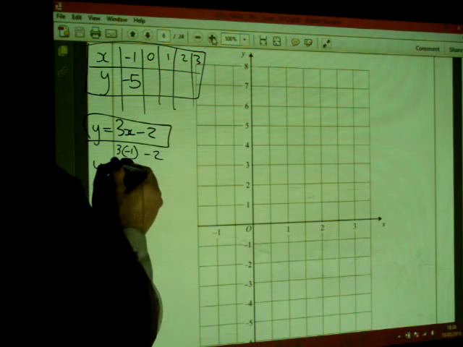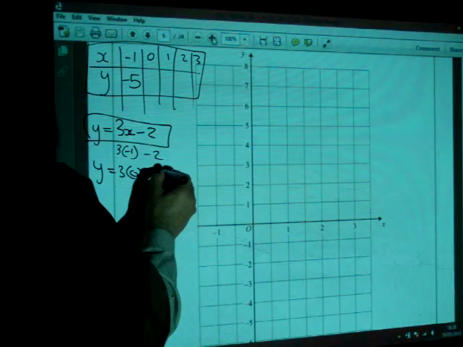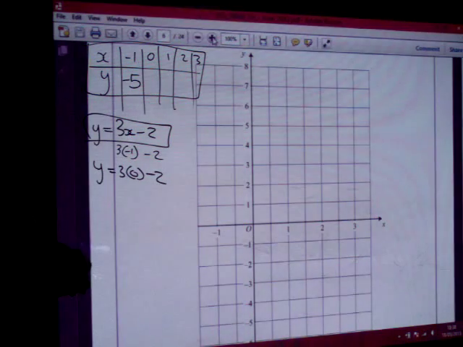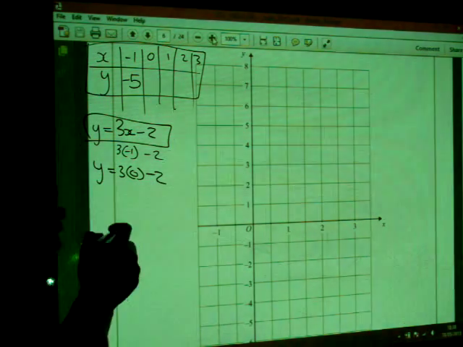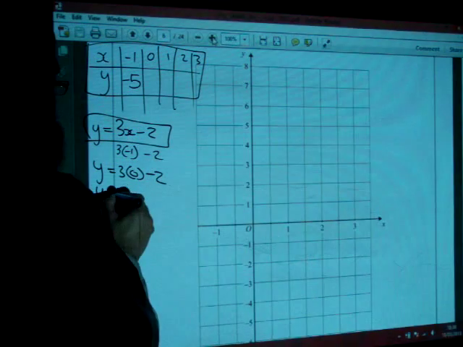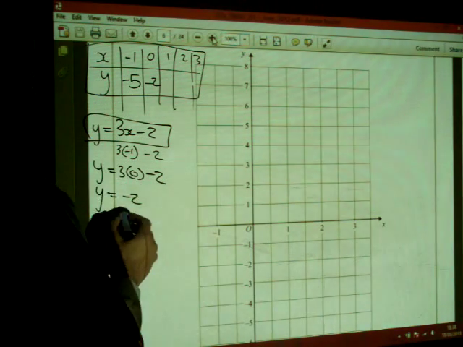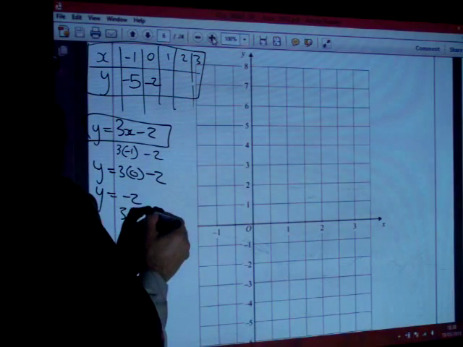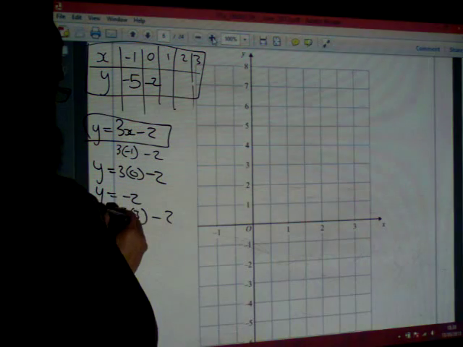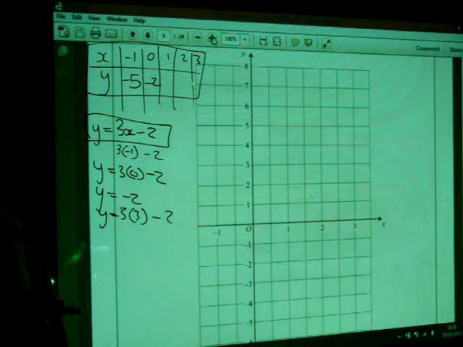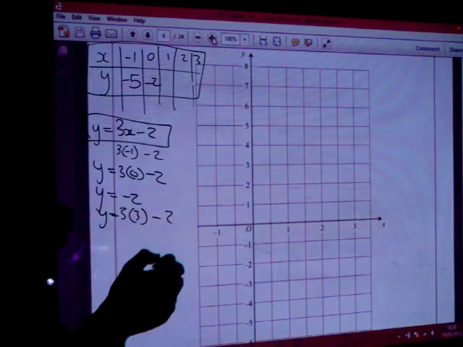You put 0 in there. Y is equal to 3 times 0, take away 2. 3 times nothing is nothing. And then we take away 2. Minus 2. So y is equal to minus 2. I'm going to do the last one now, the third one. So 3 times 3, and then we minus 2. 3 times 3 will give you 9. 9 minus 2 will give you 7.